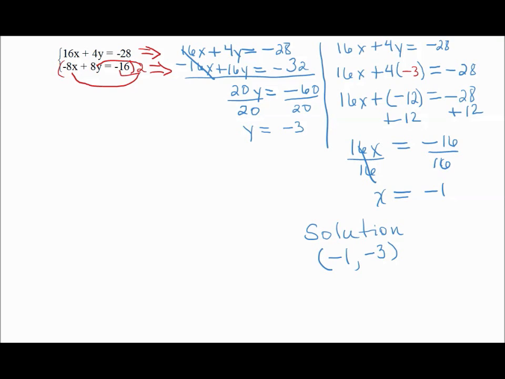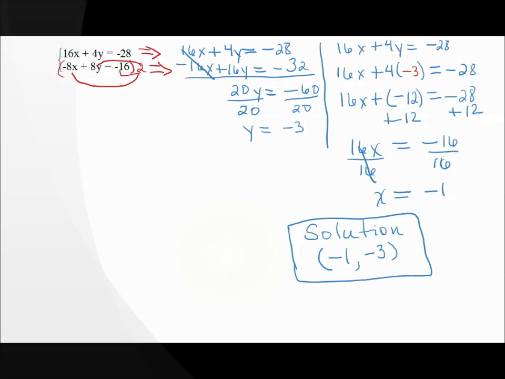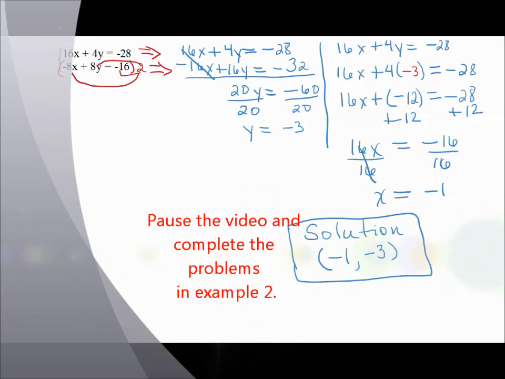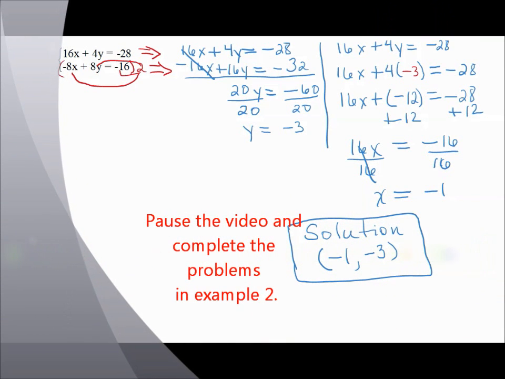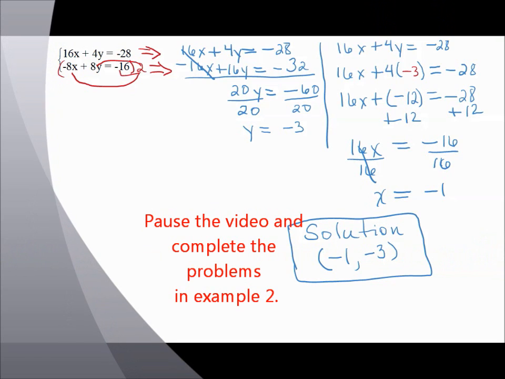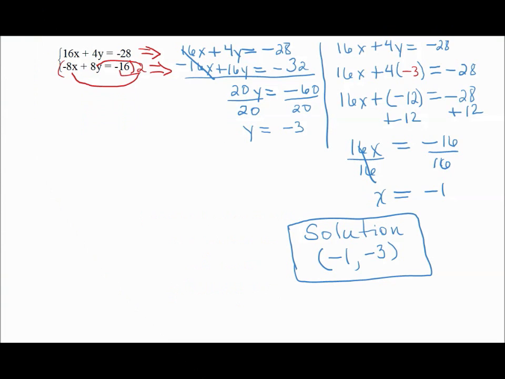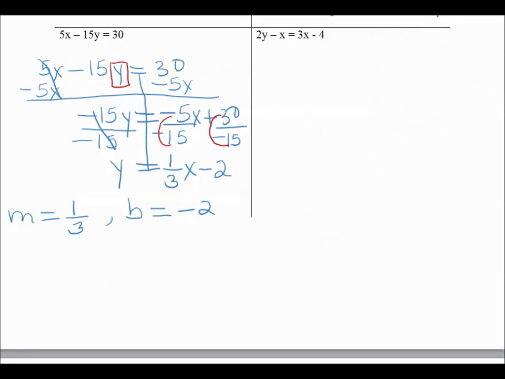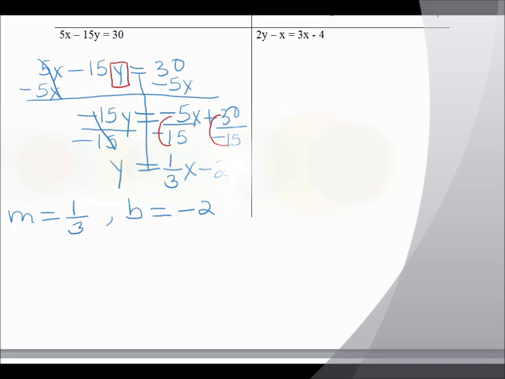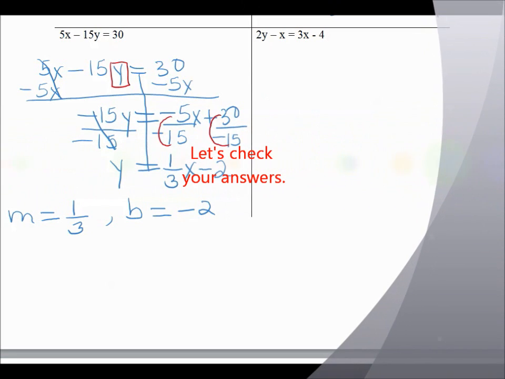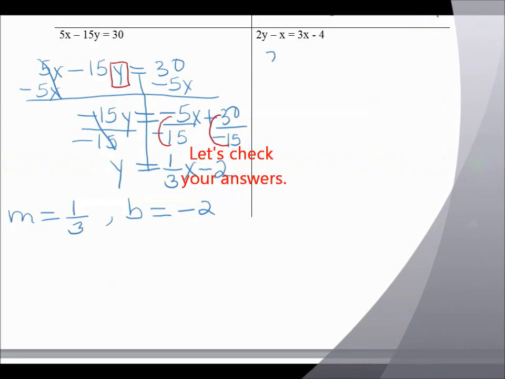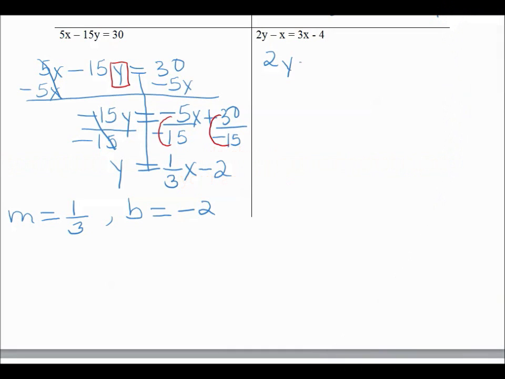That's my final answer. Now what I want you to do is pause the video, try the next 2 problems by yourself, then restart the video so that you can check your solution. Fairly simple process. So let's go ahead and check this last one. We have 2y minus x equals 3x minus 4. Starting off the exact same way, I'll rewrite the equation.